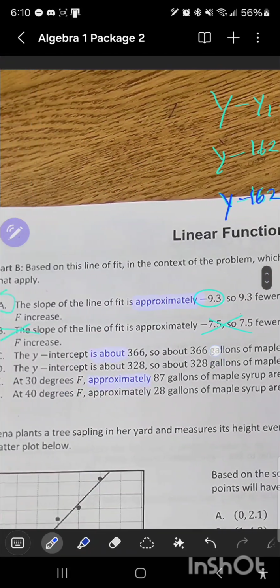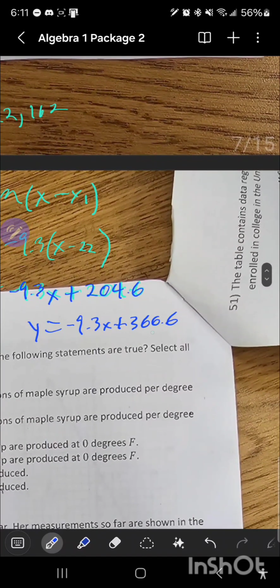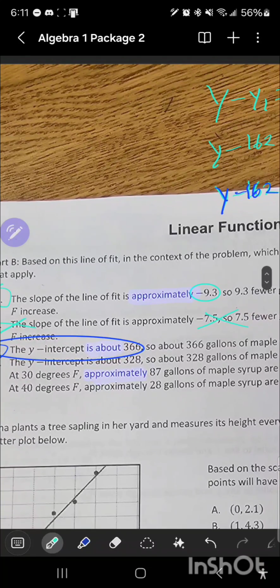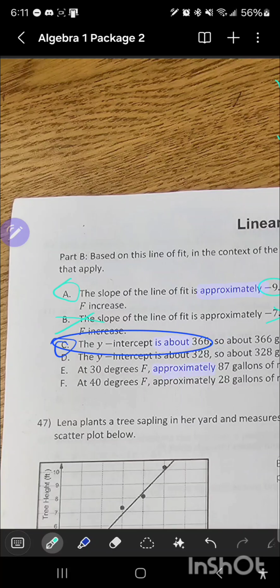Now I see my choices, and I see here that it says that the y-intercept is about 366. So that's our answer. See, because we can see here the y-intercept, which is the value we have left, right? That doesn't have an x nearby or anything. It's not exactly, but the about, as I explained before. So since the y-intercept is about 366, D just doesn't make sense. And we cancel out D.